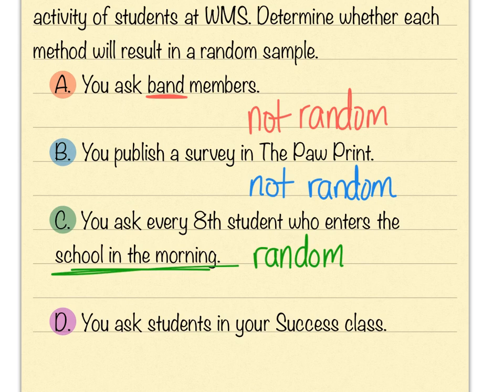Or this would be like SLT. I guess it's the same class, right? So this would be not random. And again, it wouldn't be random because not only are you not including all of the other students that go to WMS, right? We're not just talking about 7th graders, but you're only including the ones that are in your SLT or your success time. So that would not be random. We wouldn't want to use that data for a good survey.